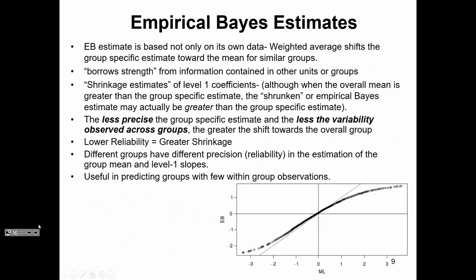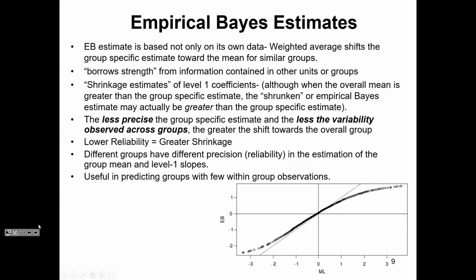So again, I talked about this idea that these empirical Bayes estimates are shrinkage estimates of these coefficients that borrow strength of information contained really in other clusters or groups that are similar. And so the less precise the group-specific estimate is and the less variability across groups, the greater the shift is going to be toward the overall group. And obviously we also talked about sample size, right?